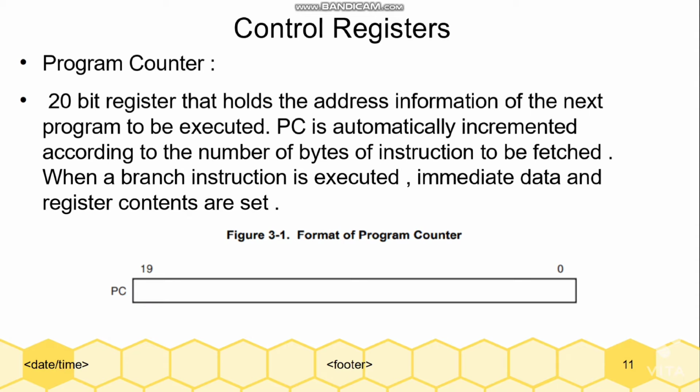Control registers, program counter. It is a 20-bit register that holds the address information of the next program to be executed. PC is automatically incremented according to the number of bytes of instruction to be fetched. When a branch instruction is executed, immediate data and register contents are set.